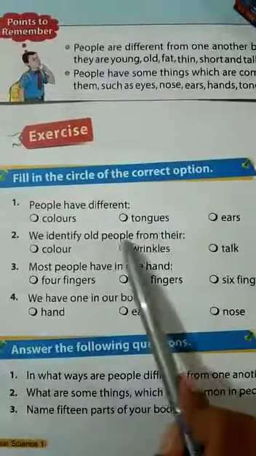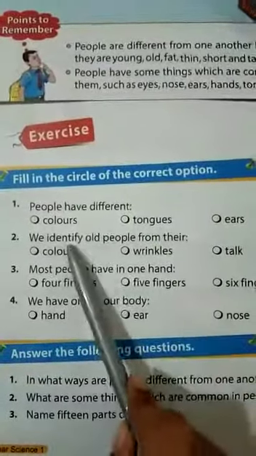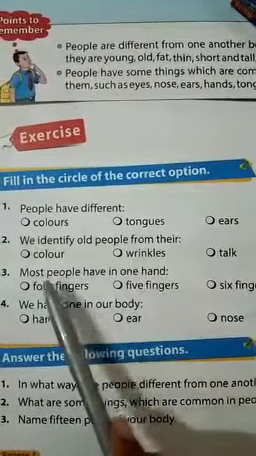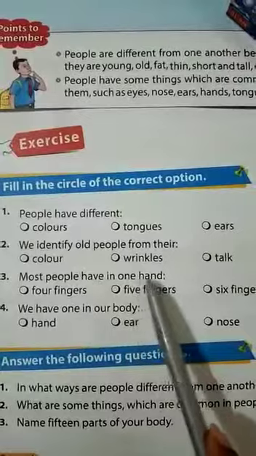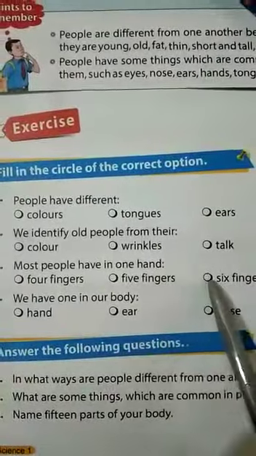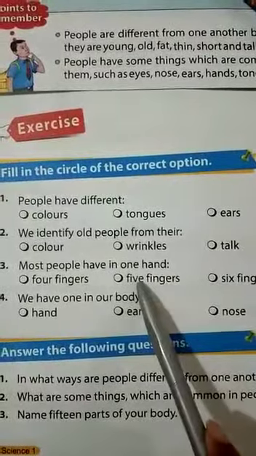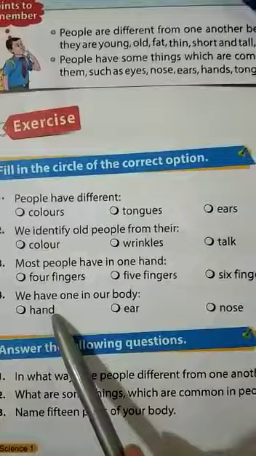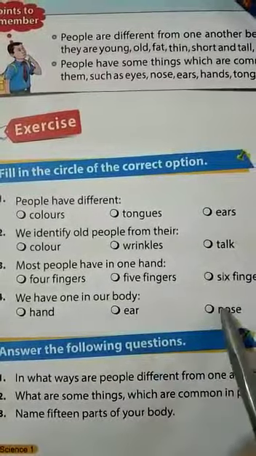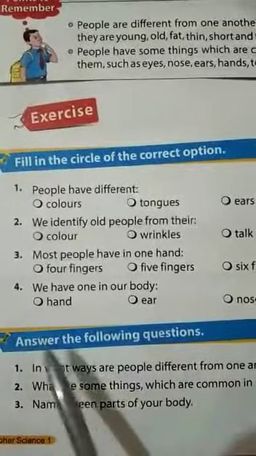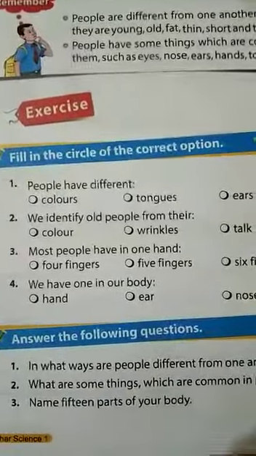We identify old people from their color, wrinkles, talk. Answer is wrinkles. Most people have in one hand 4 fingers, 5 fingers, 6 fingers. Answer is 5 fingers. We have one in our body: hand, ear, nose. Answer is nose. Next part is answer the following questions.